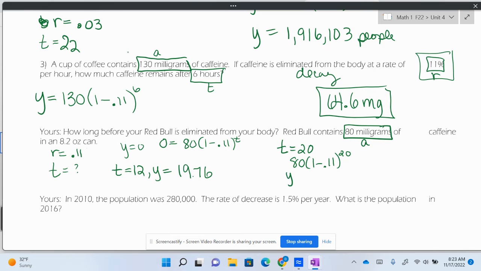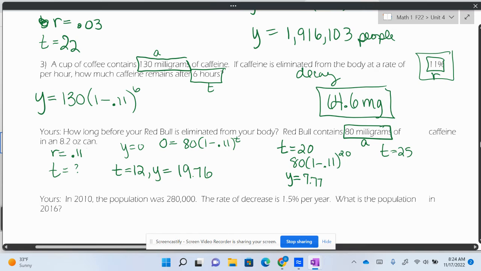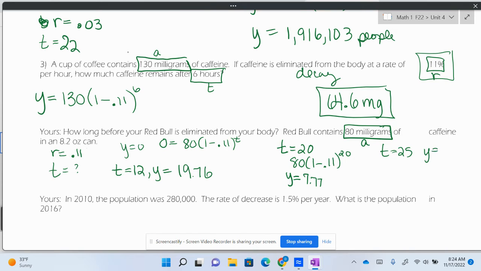What do you guys get? Yeah, 7.77. So it's still not gone. So what do you want to try now? You notice how the rate of decrease is slowing down, right? That rate is slowing down. Okay, what do you want to try? 25? So when t equals 25, what do you guys get? Yeah, like 4.34. Still not gone.